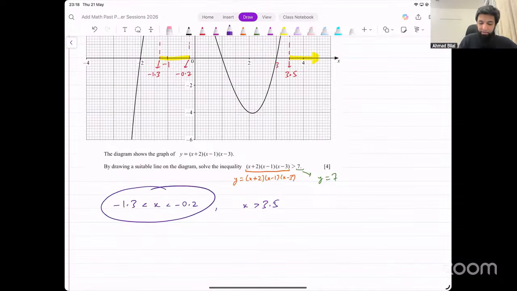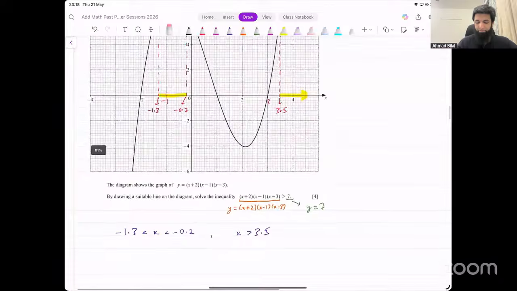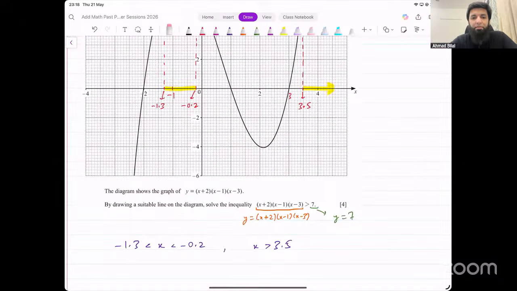You cannot write this inequality in two parts. It has to be in one single part like this. And then the other inequality you can write separately. And that will be your final answer. Any questions on this? Any problems, anyone? No problems?